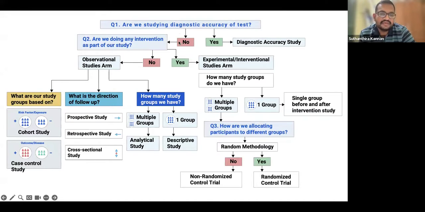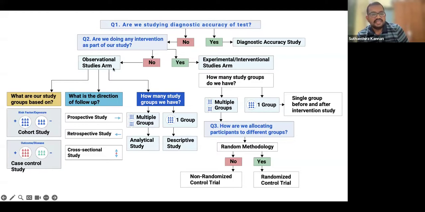Are you doing any intervention? If it is yes, it comes under RCT. If it is RCT, how many study groups do you have? Single group or multiple groups? Single group is single group before study or after study. For multiple groups, how are you allocating participants to different groups? Random methodology, yes or no?